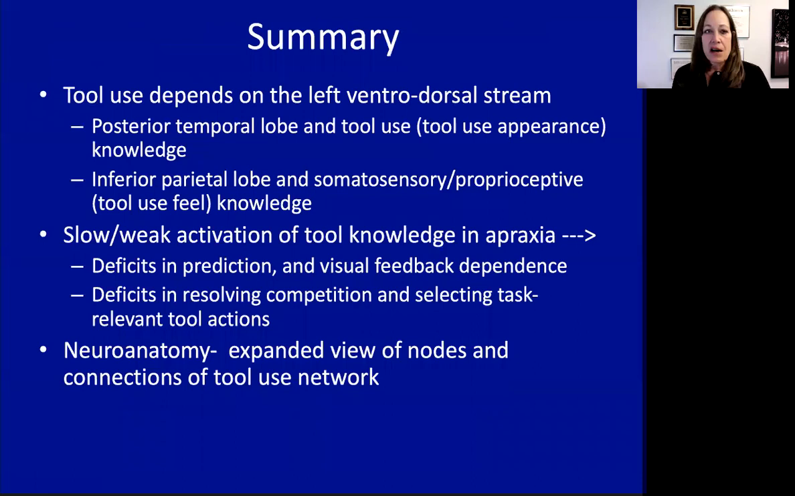So I'm just going to summarize what I've told you thus far. First, tool use depends on the left ventrodorsal stream. I showed you that in particular, we and others think that the posterior temporal lobe is really an important repository for tool use knowledge or tool action semantics, and that it may be stored in terms of the visual appearance of tool actions.